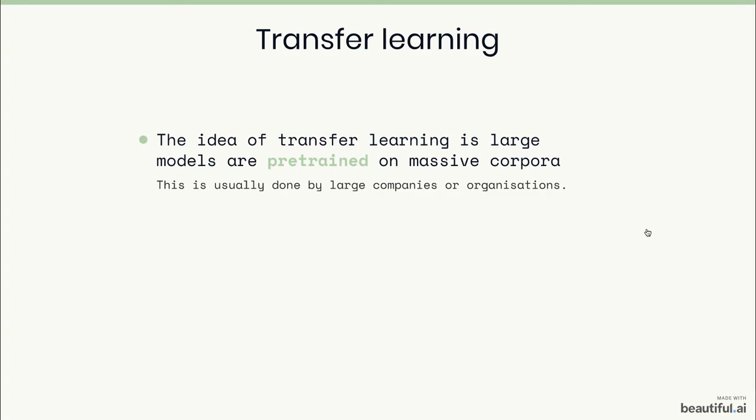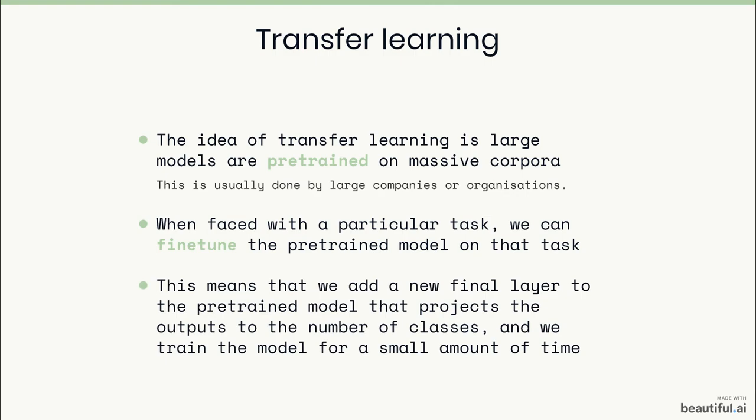So the idea is that you have to train one of these transformer models on massive amounts of data, which is usually done by the large companies or organizations. When you have that, then you can fine-tune such a pre-trained model on a particular task. And what this means is that we have the model and we have already trained it, so all the weights in the individual neural network layers are fine-tuned.